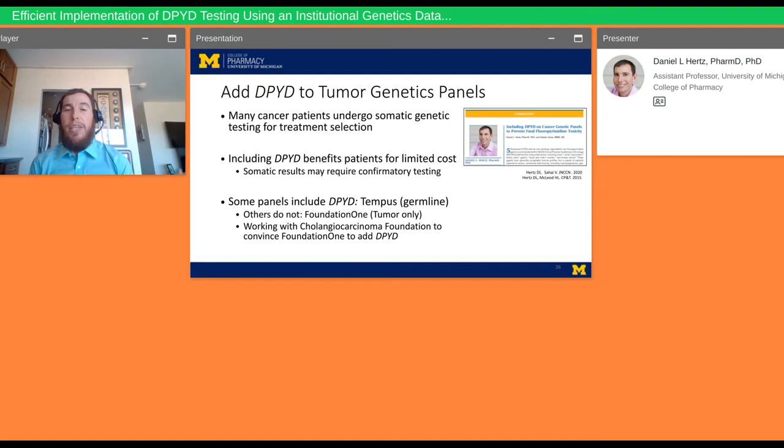Similarly, there are many patients with cancer that undergo somatic or tumor genetic testing to select a targeted treatment. We believe that by adding DPYD to these cancer genetic panels, we could achieve the benefits of DPYD testing for limited additional cost. There are some tumor genetic panels, including that from Tempus, which also include germline testing and have included DPYD. However, other commonly used panels, such as that from Foundation One, are only tumor testing and do not include DPYD. We are currently working with a foundation group to try to work with some of these companies to try to convince them to add DPYD so patients can benefit from this information.